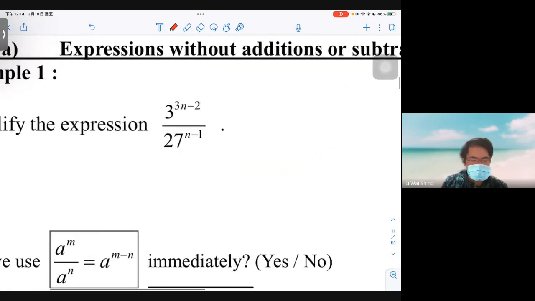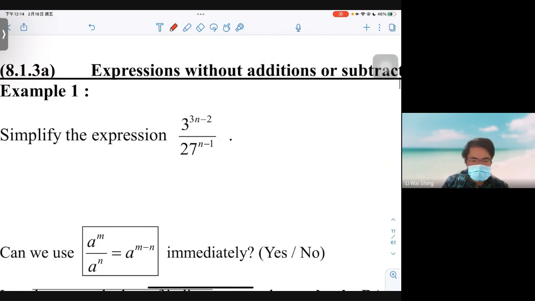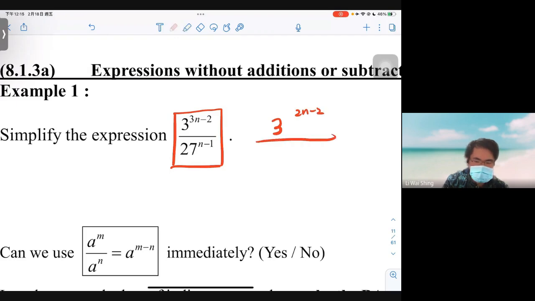However, take a look at this expression here. I'm asking you to simplify this. You can see the base is 3, okay, 2n minus 2, but in the denominator, the base is not the same.